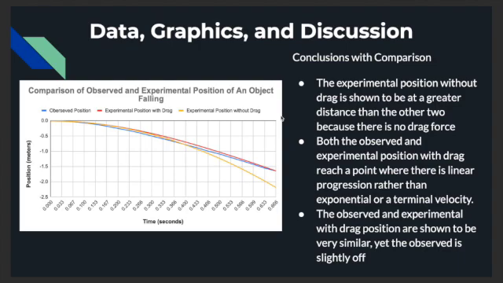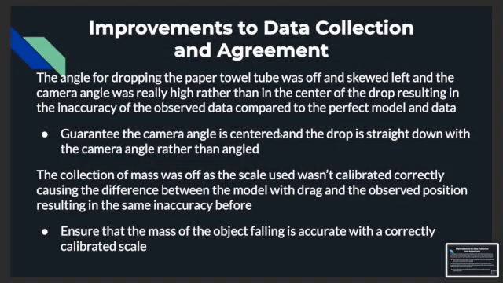Now, to explain the slightly off position, the improvements to the data collection are that the camera was held very high and tilted, which we can fix by centering the camera to the middle of the motion, as well as holding it at a straight 90-degree angle, which would help the observed data. On another hand, the collection of mass was off because I used an inaccurate scale, so in order to ensure the mass is stable, we would use a more calibrated scale on the next experiment, which would help the experimental position with drag and without drag, as the gravity would be consistent with the observed position.